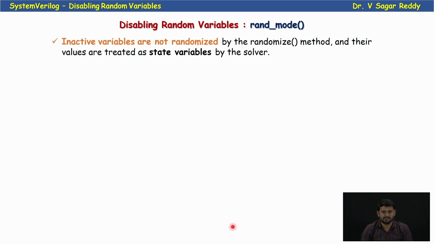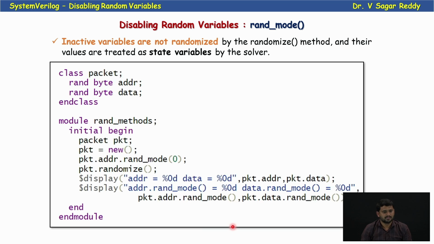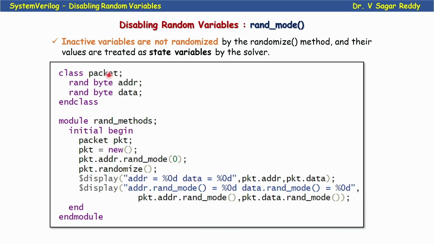Now see some examples to understand how this inbuilt rand_mode method works. In this example, I define one class packet having two random variables, address and data, of byte type. I create a module with an initial begin, declare a handle pkt of type packet, and create an instance or object of the class packet. This class contains two variables, address and data.